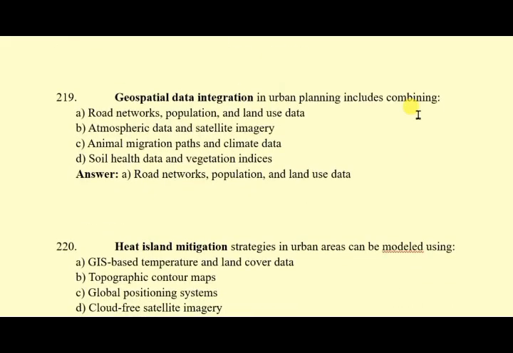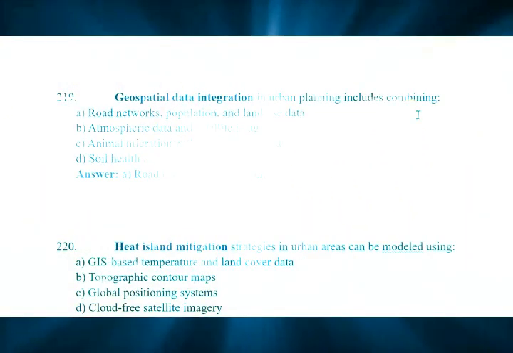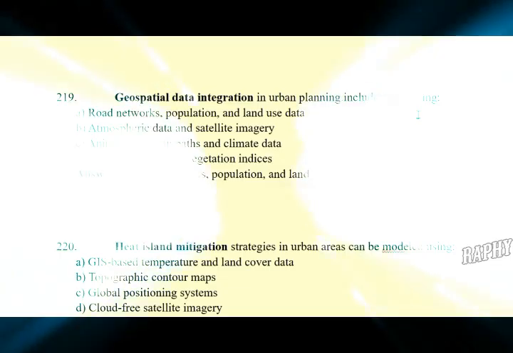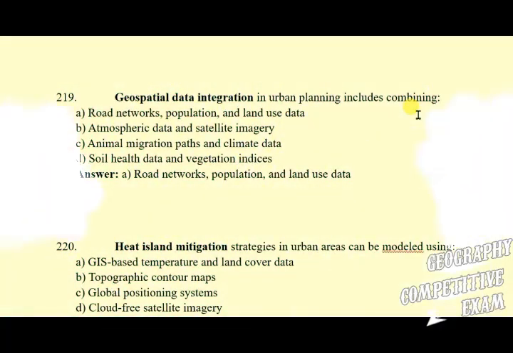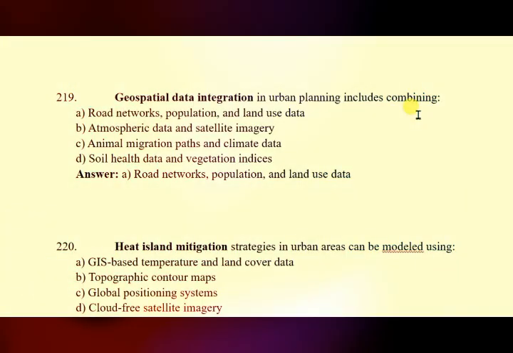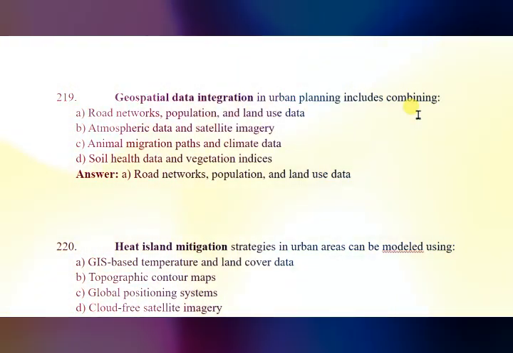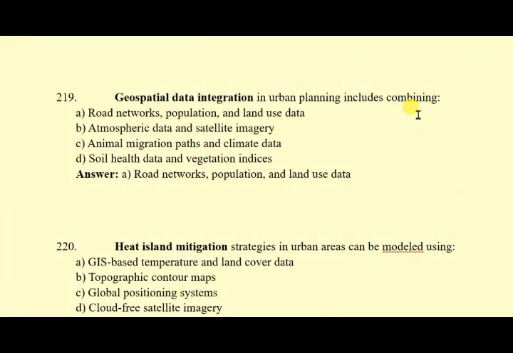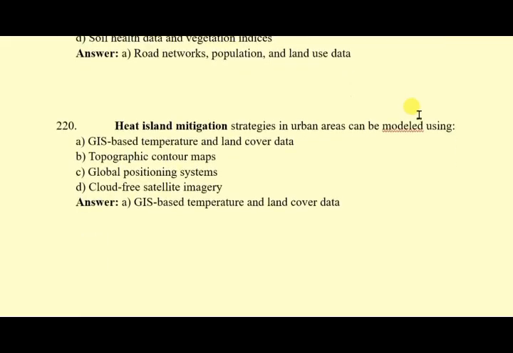Question 219. Geospatial data integration in urban planning includes combining road networks, population and land use data, atmospheric data and satellite imagery, animal migration paths and climate data, soil health data and vegetation indices. Here the right answer will be road networks, population and land use data.